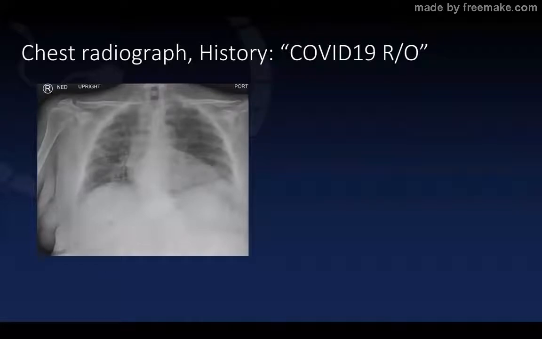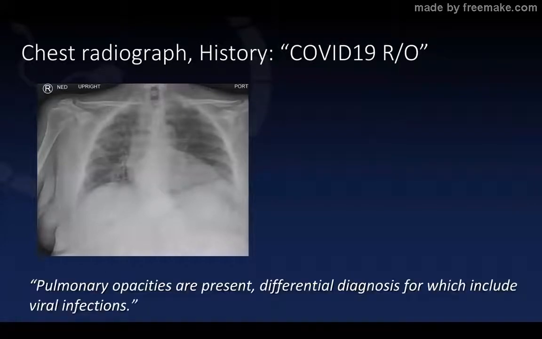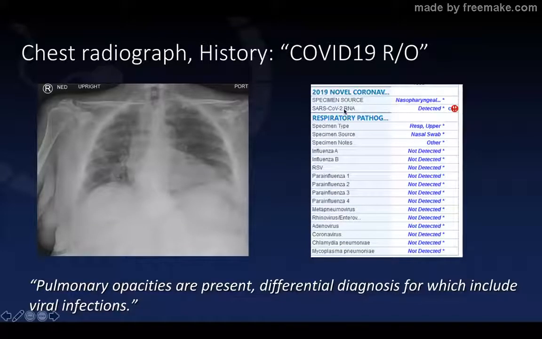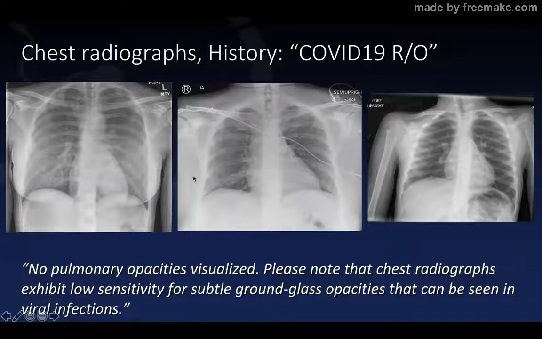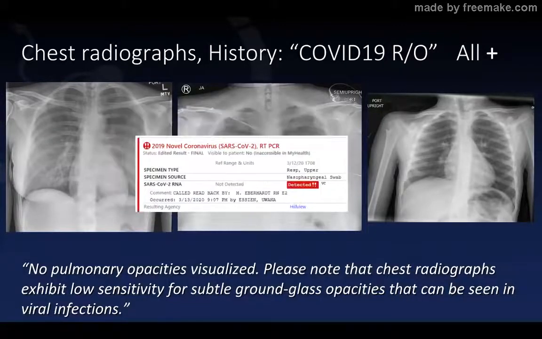So you're faced with a chest radiograph on an outpatient, and here's a positive study. Here's a suggested phrasing to use: pulmonary opacities are present, differential diagnosis for which includes viral infections. This is a patient who was found to be COVID-19 virus positive. These are all 3 chest radiographs, including a 7-year-old, for COVID-19 rule out. Reasonably, these are negative chest x-rays. One suggested term is no pulmonary opacities visualized. Please note that chest radiographs exhibit low sensitivity for subtle ground glass opacities that can be seen in viral infections. These patients were all subsequently found to be COVID-19 positive.